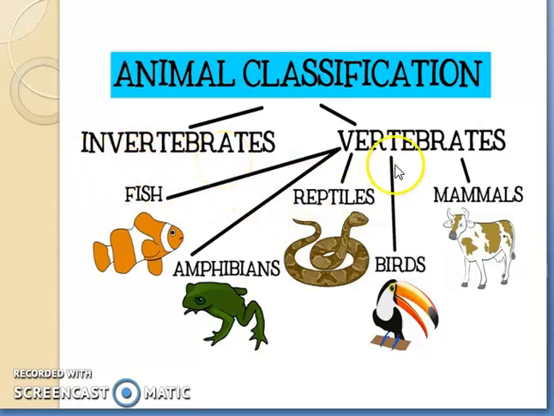Invertebrates, vertebrates. Fish, amphibians, reptiles, birds, and mammals. Again, invertebrates and vertebrates. Fish, amphibians, reptiles, birds, and mammals. Check the picture that you have on your page 62.